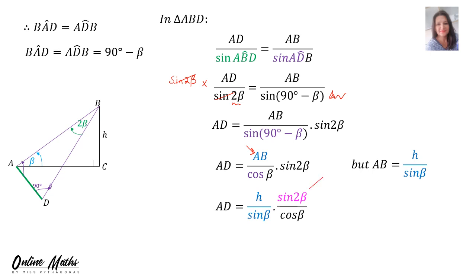Then here you find sin 2 beta, and that's a double angle, and you can write that as 2 sin beta cos beta. And now you can cancel. Cos beta and cos beta can cancel, sin beta and sin beta can cancel. Therefore, the length of AD is equal to 2h.